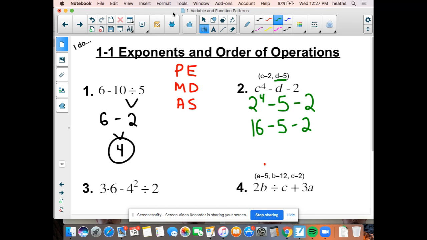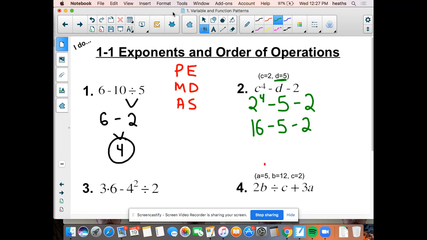Okay, so we did our exponent. Is there multiplication or division? That's what we need to look for next. And there is not, because the only operation left in our problem is subtraction. So no multiplication, no division. There's also no addition. So the only thing left is two subtraction portions of this problem.